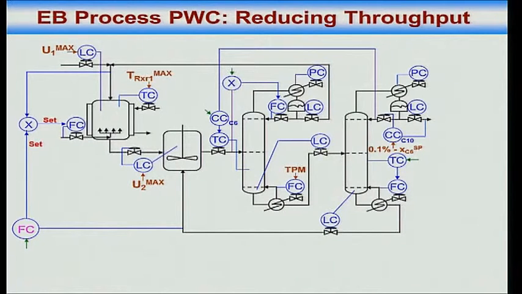At this throughput, no constraints are active. Then as I increased my throughput, this constraint became active. Then as I increased my throughput further, that constraint became active. Then as I went to my maximum throughput, this was the final constraint to become active.